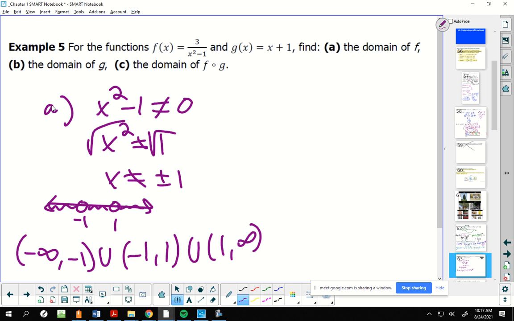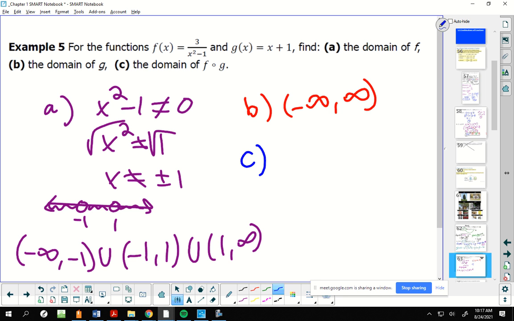Okay. All right, B, the domain of g. g is just a line, x plus 1. Do we have to restrict the domain at all? No, it's just all real numbers. There's no even radicals, and there's no denominator. So we don't have to restrict anything from the domain. It's all real numbers. And then C, the domain of f of g.